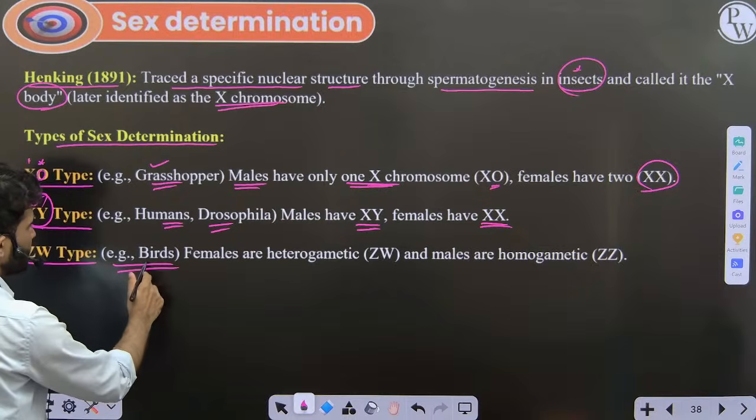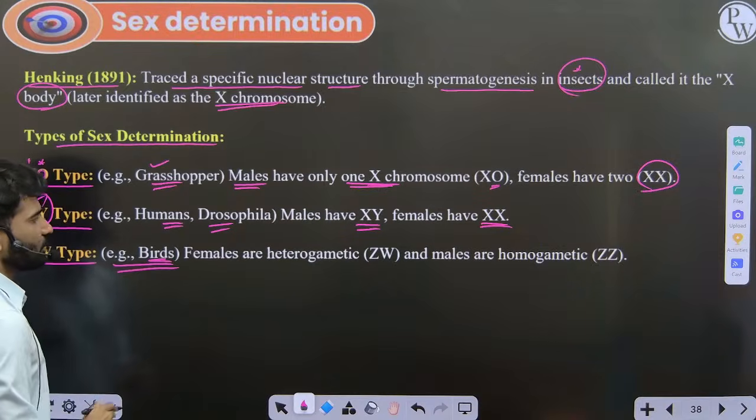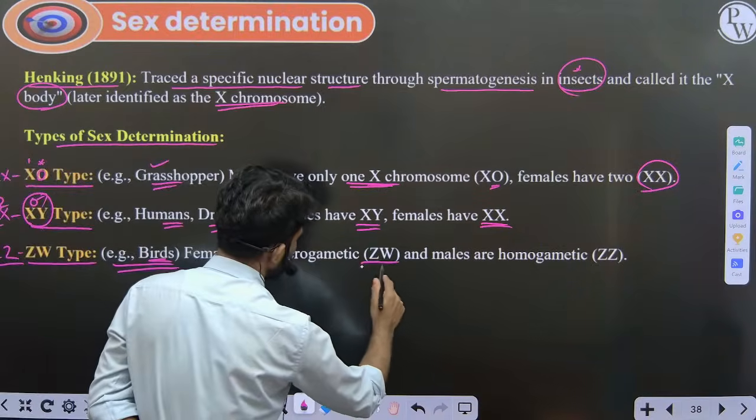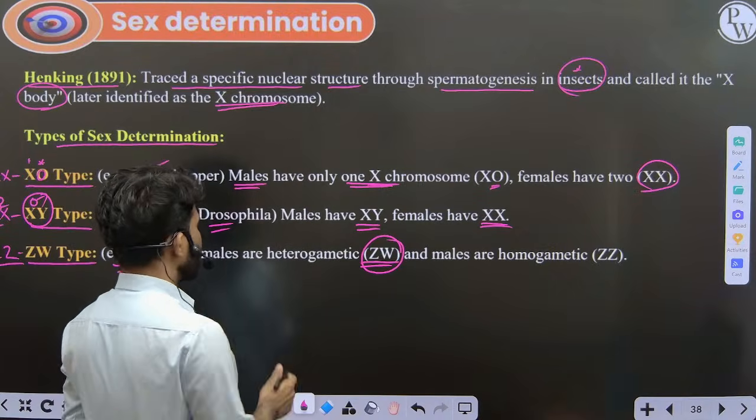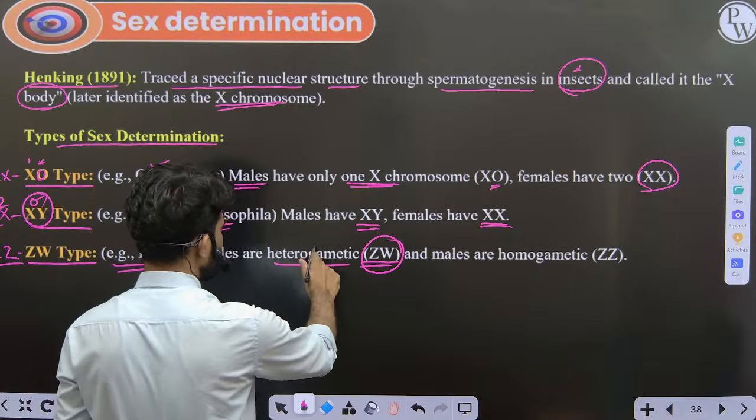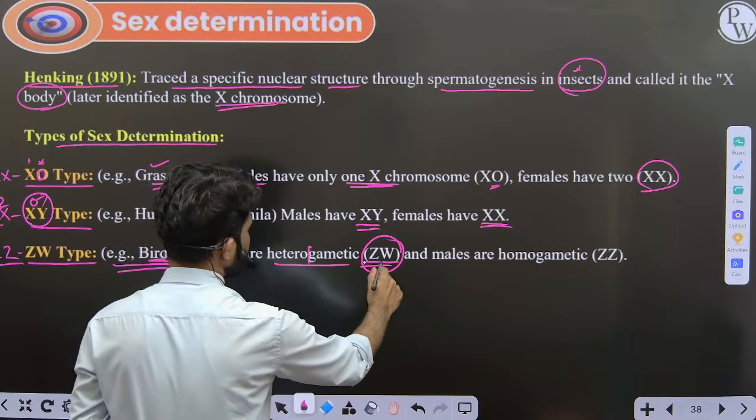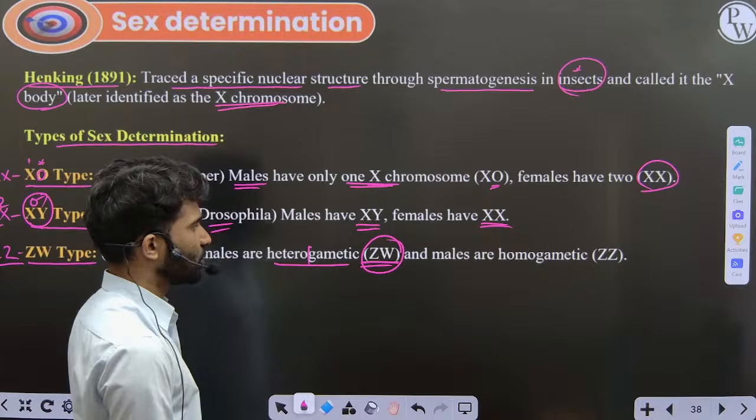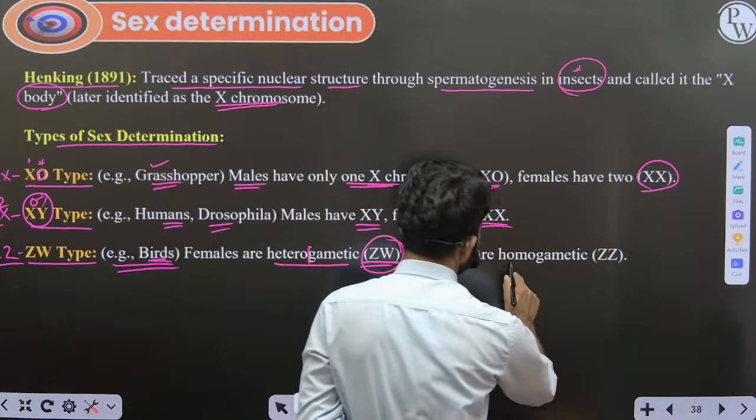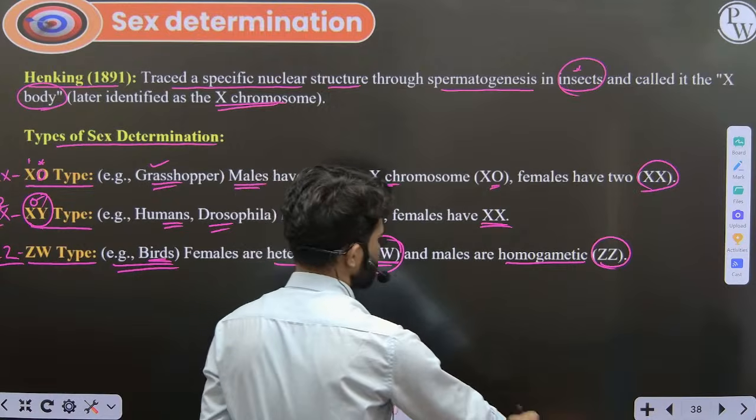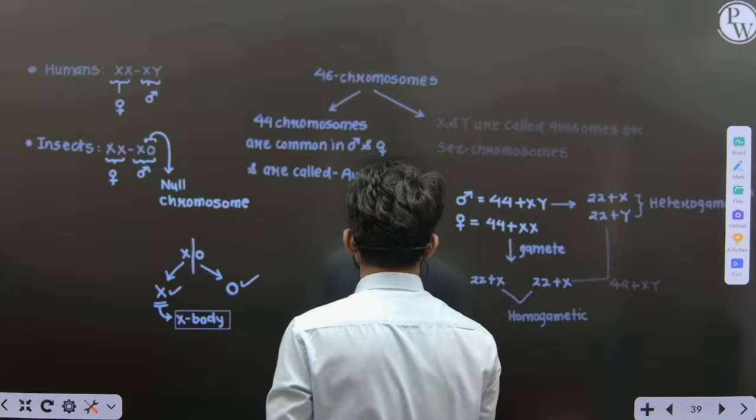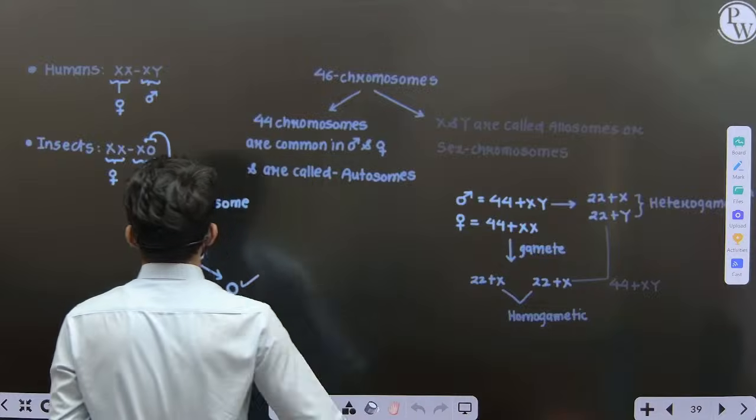Next is the ZW type, which is observed in birds. Here, the females are heterogametic, so females determine the sex of the offspring. Hetero means different, producing different gametes. The females have Z as well as W. The males are homogametic, producing the same type of gamete, ZZ. We will see how the pattern works.